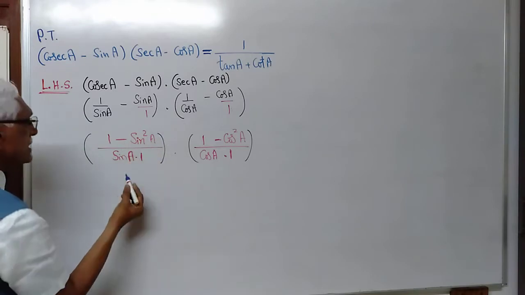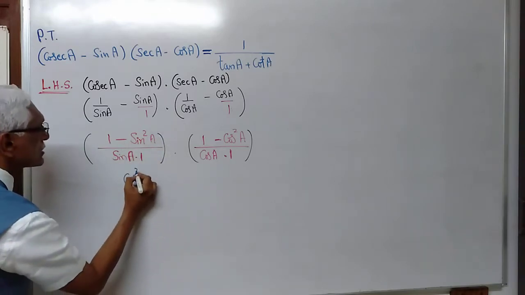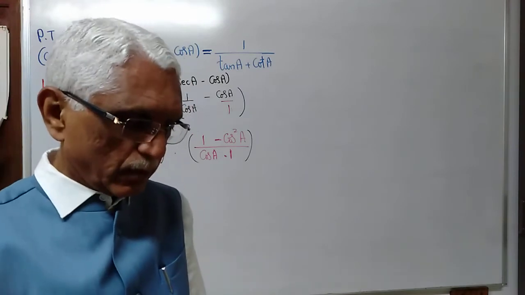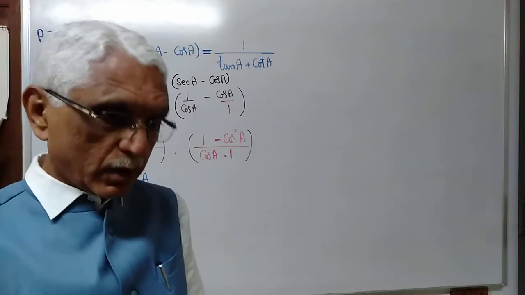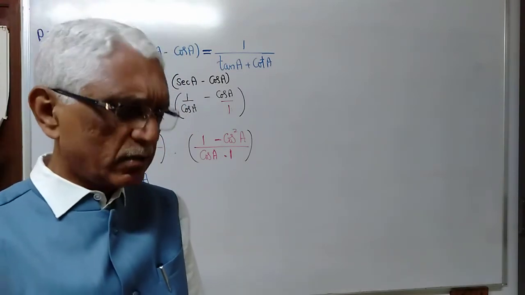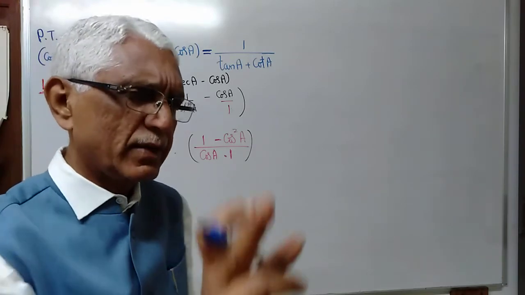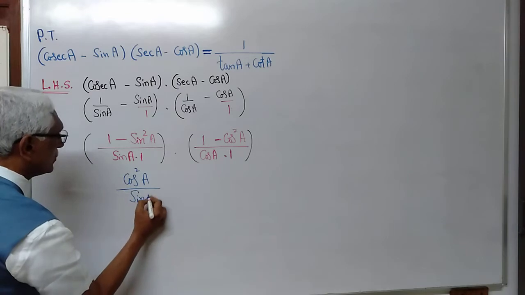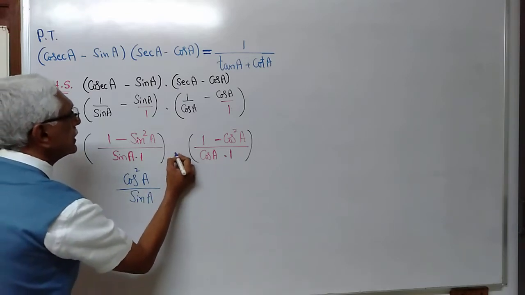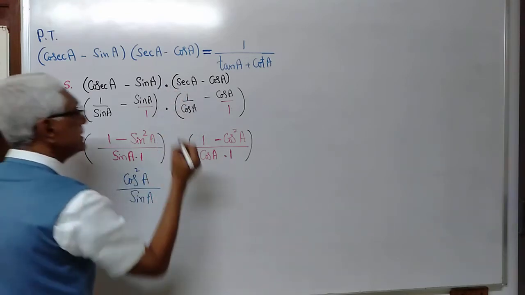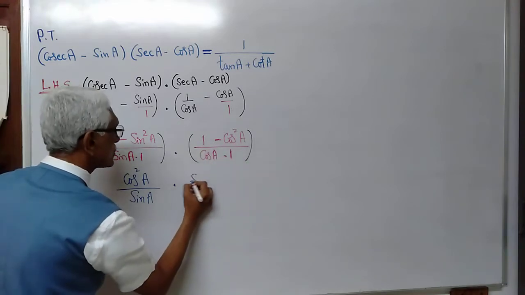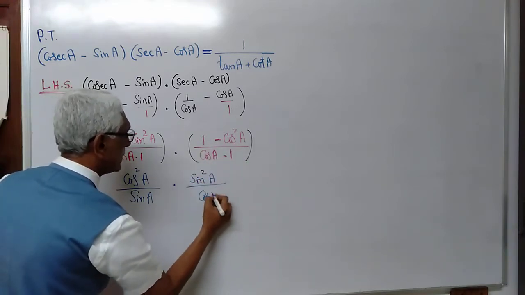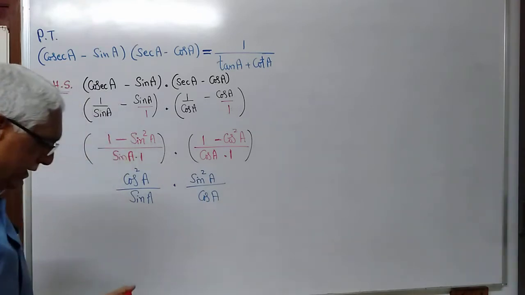What is 1 minus sin square A? It is cos square A. Sin square A plus cos square A is 1. 1 minus sin square A is cos square A. 1 minus cos square A is sin square A. All that you have learned at the beginning of the lesson trigonometry, my dear children. Divided by sin A. Super. Into 1 minus cos square A is sin square A divided by cos A.